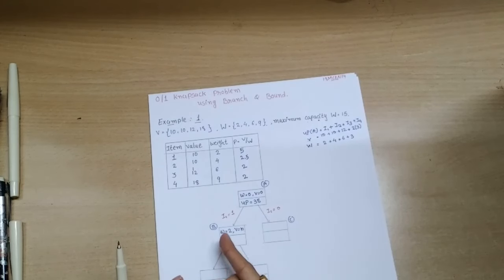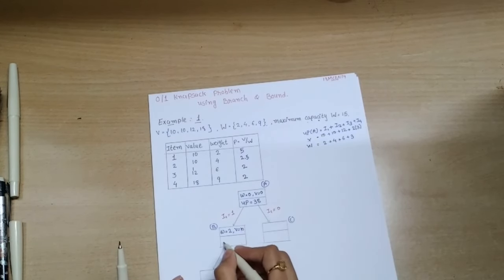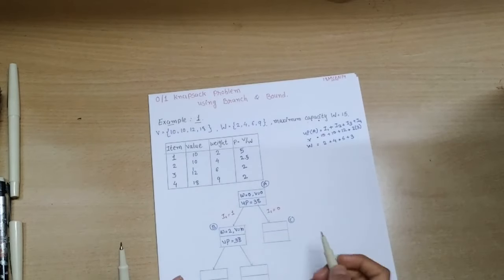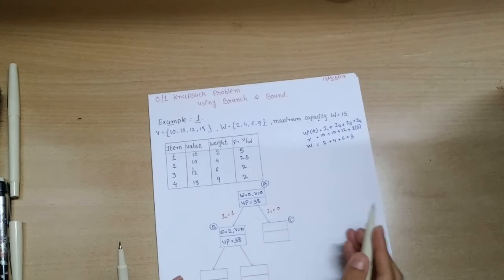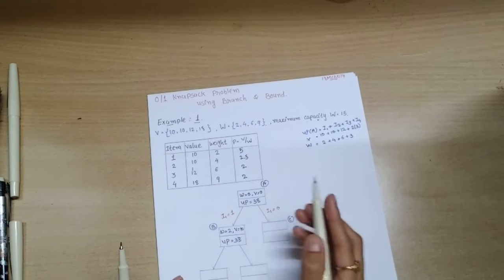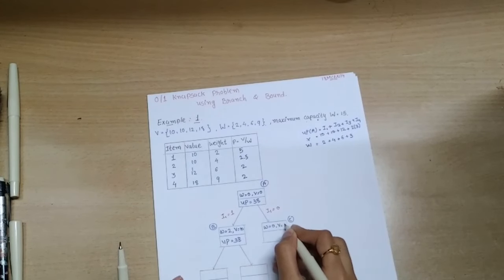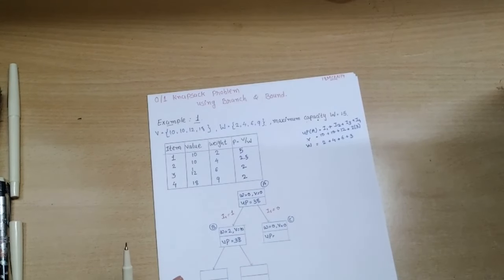Now again we have to calculate the upper bound for the node B, which will be the same as the upper bound of A. Now here we are not considering item number 1, so the weight and value will be the same, so weight will be 0 and value will be 0, and now we have to calculate the upper bound.